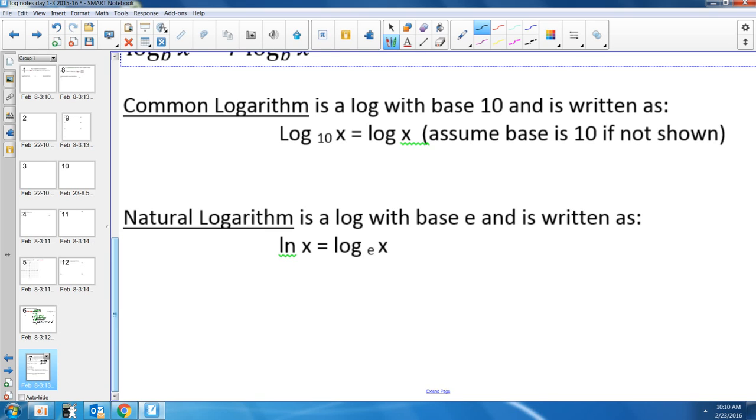Natural log has its own way of writing it. It's ln x, and ln x is the same thing as log base e of x. It's called the natural log because it occurs in nature. It occurs in compound interest problems, growth problems, and so that's why it's called a natural logarithm.